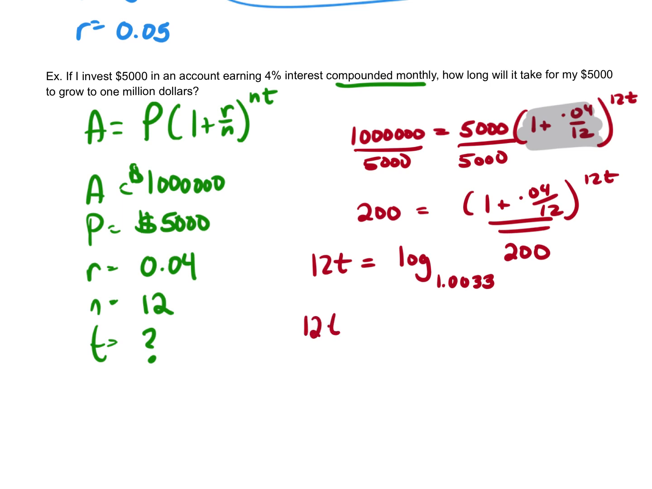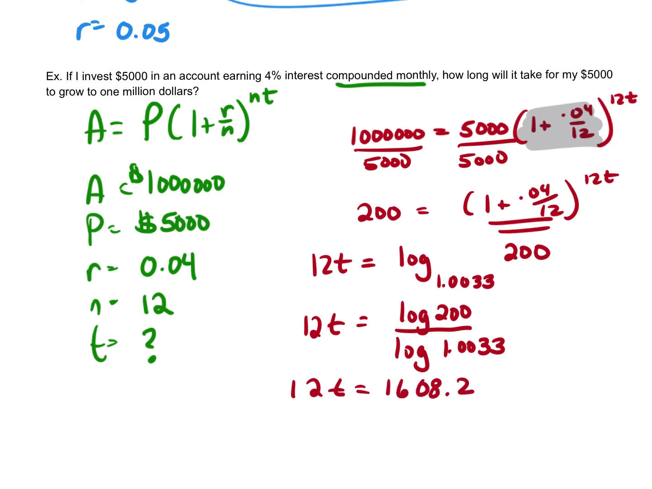So I would probably figure out what that is on the left side first. Remember, the way we put it in the calculator is log 200 divided by log 1.0033. So those are just buttons we can push in the calculator, right? Log 200 divided by log of 1.0033. So that gives me 12t equals 1,608.2, and that's just put in the calculator. And then I'll simply divide by 12 to get my time. So I get 134.0 years.